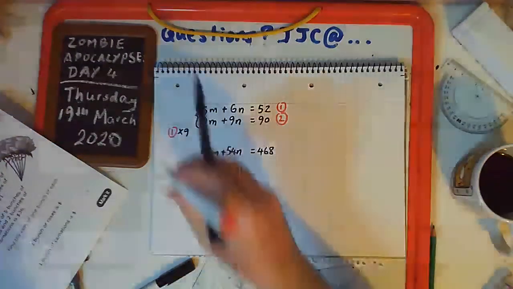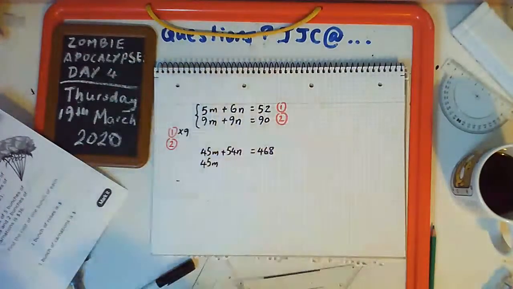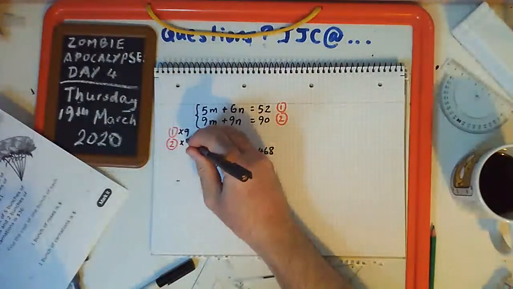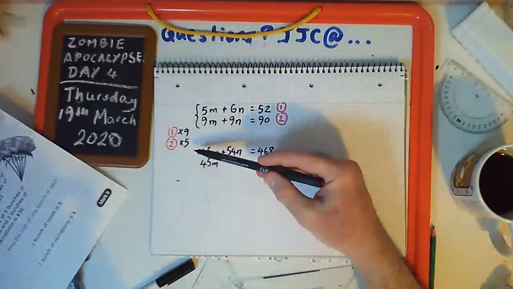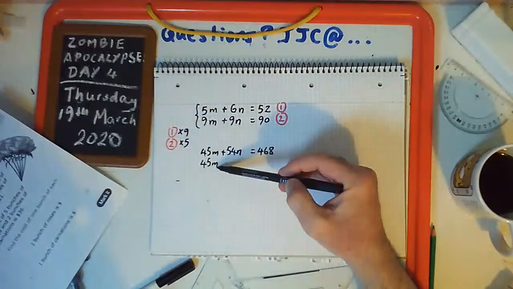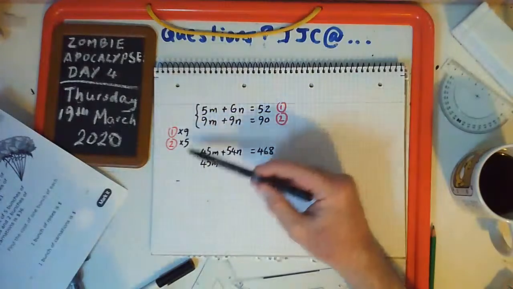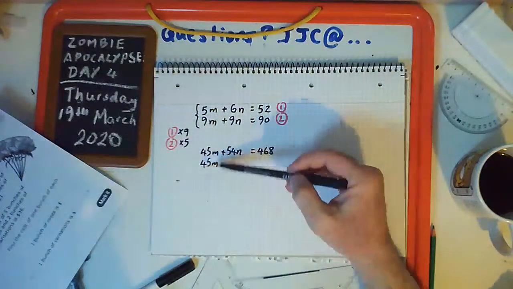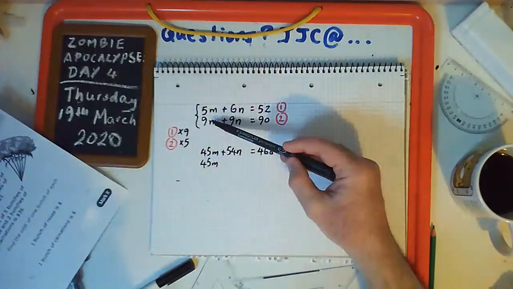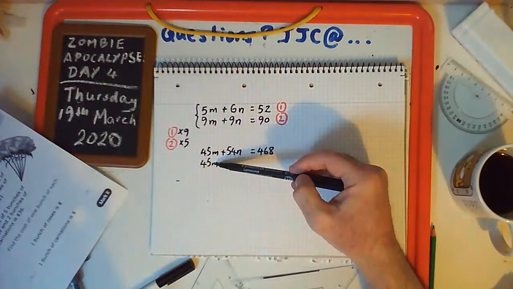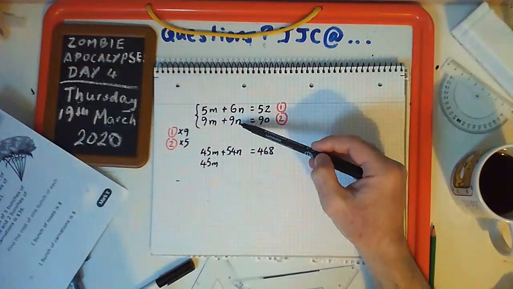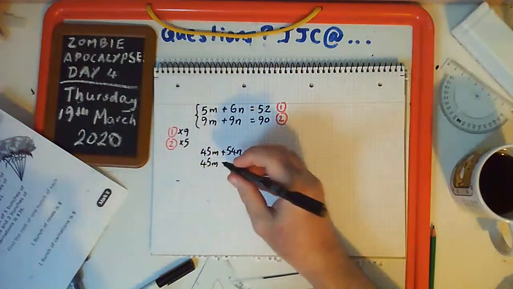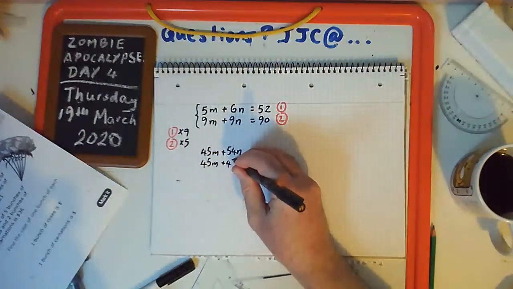Next thing I'm going to do is take equation 2 and multiply everything by 5, because 9 times 5 makes 45. So multiply everything by 5 to get 45m in this equation. So 9m times 5 gives you 45m. 9n times 5 will give you 45n.